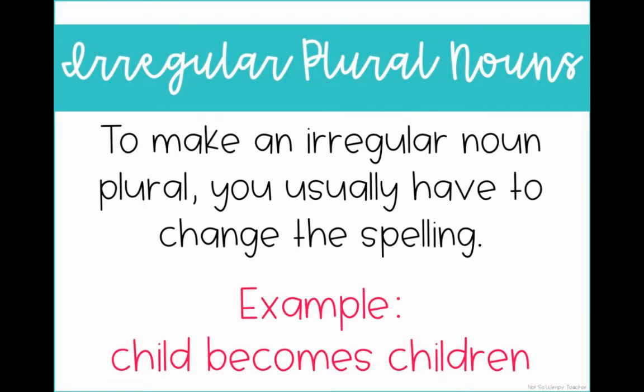But not every noun knows how to follow these rules, and those are called irregular plural nouns. So to make an irregular noun plural, we have to change the spelling. So for example, we could have one child, but we wouldn't say two childs. We'd have to change the spelling and it would become children.